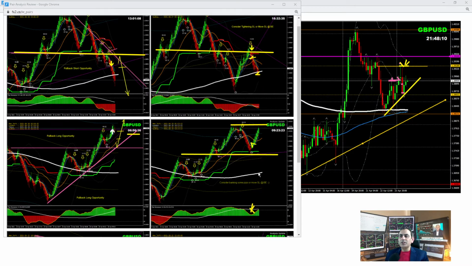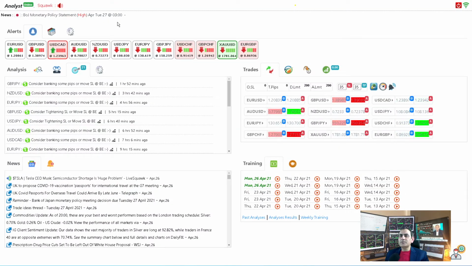We had a beautiful long trade in the morning, and in the afternoon we had a very counter short trade on pound dollar. All right, so let's move into the dollar CAD. Dollar CAD was beautiful. That was the trade of the day.